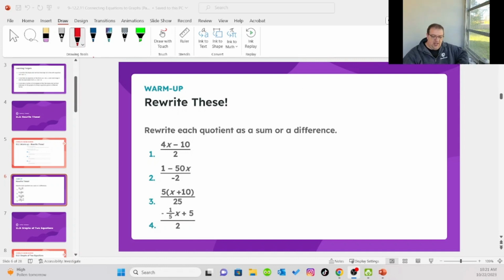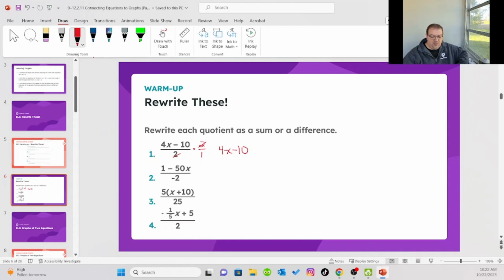So anytime I want to get rid of a fraction form, I multiply by the denominator. So I could multiply by 2. Now the 2's cancel each other out because they are diagonal from each other. And now I have to multiply everything here. So this would be 4x minus 10.